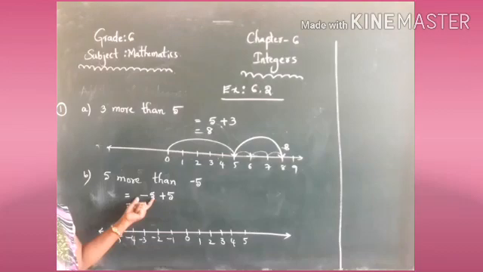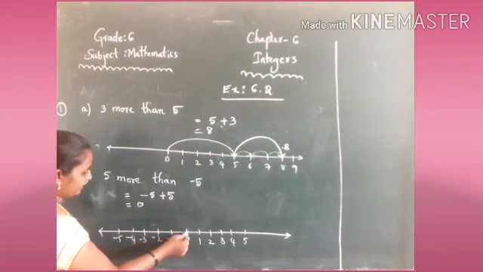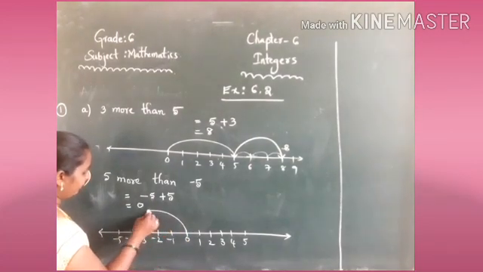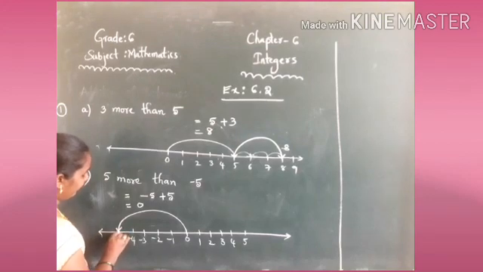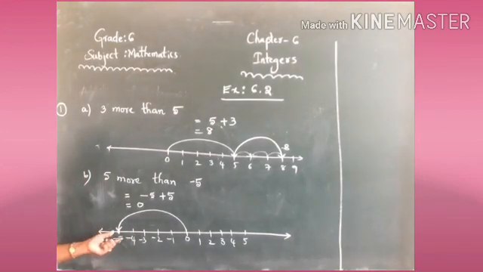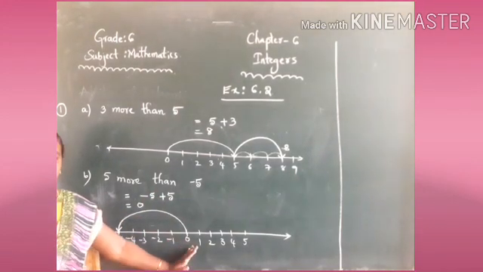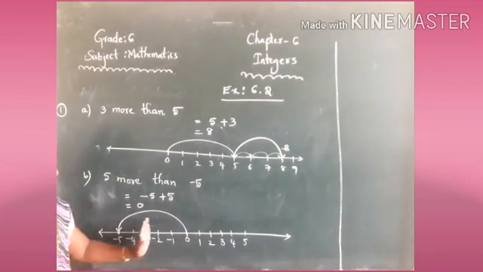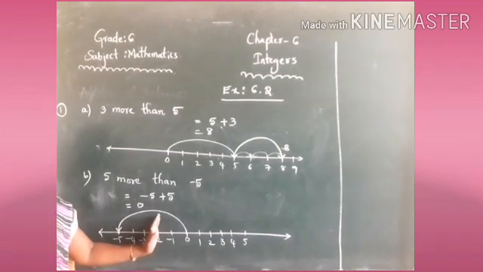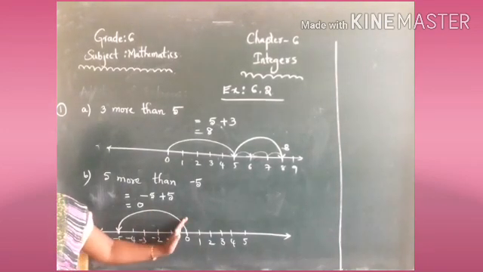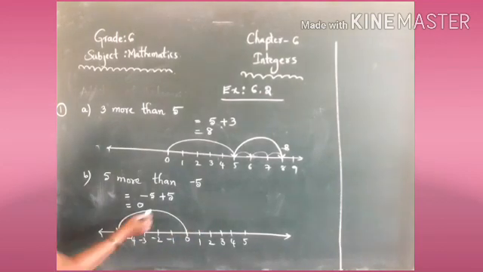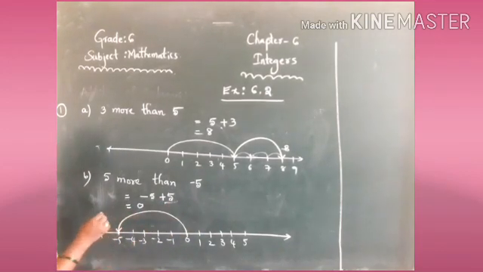Here minus 5. So that means you have to start from 0 to minus 5 first. So you are at minus 5. Now from minus 5, 5 more. More means you have to move right side. Remember always, more means plus. If plus, you have to move right side. So here 5 steps you have to move right side.